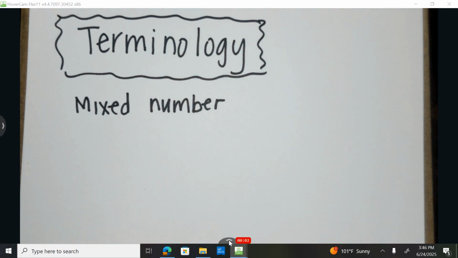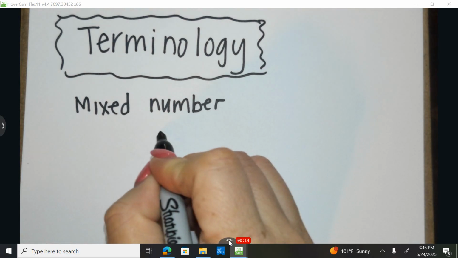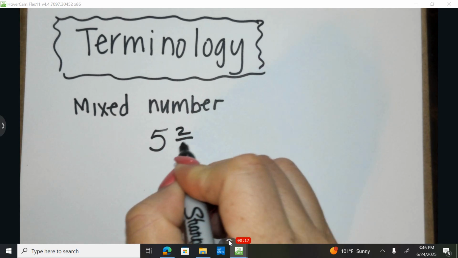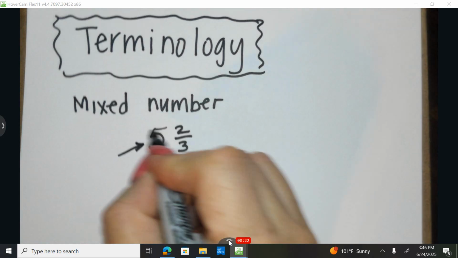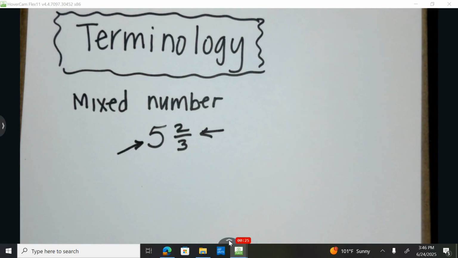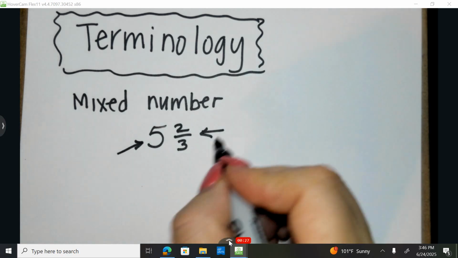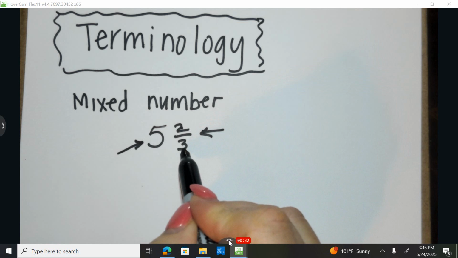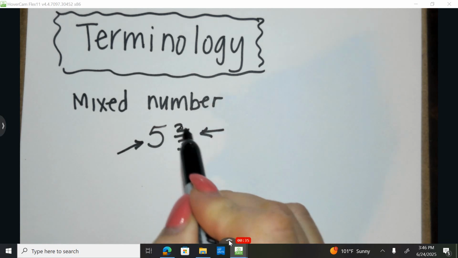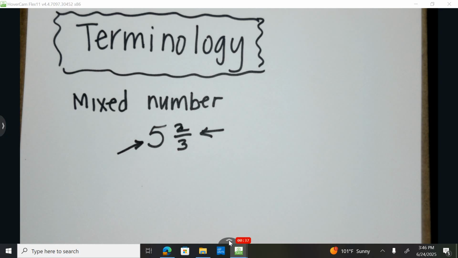We're going to start this lesson by reviewing the terminology that I've used in videos 1 through 7. So a mixed number is created using two types of numbers. Let me write down an example: 5 and 2/3. A mixed number is composed of a whole number and also of a proper fraction. So a proper fraction occurs when the numerator is smaller than the denominator. The number on top is smaller than the number on the bottom.